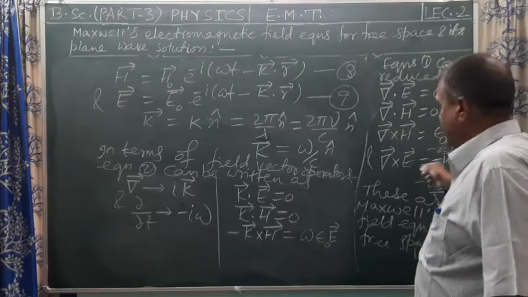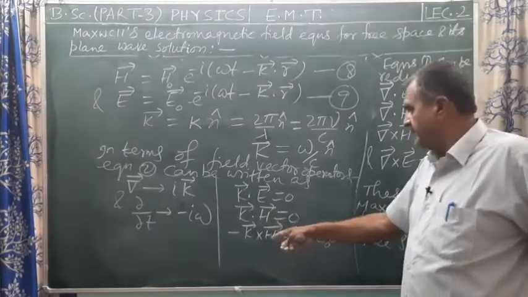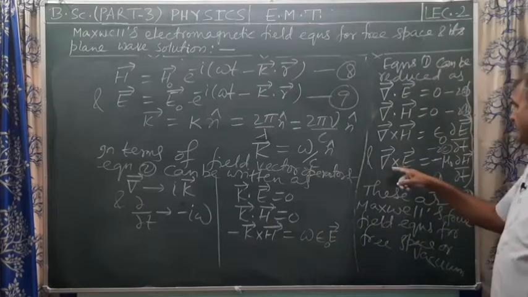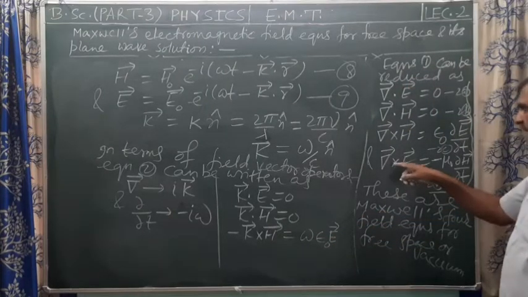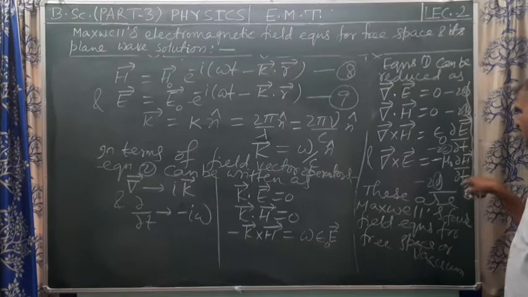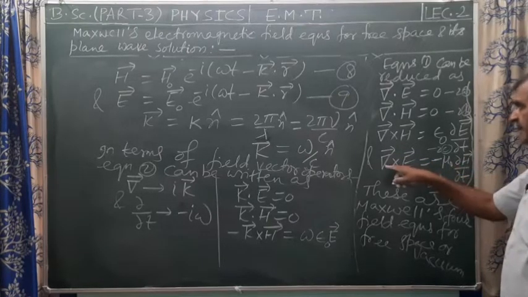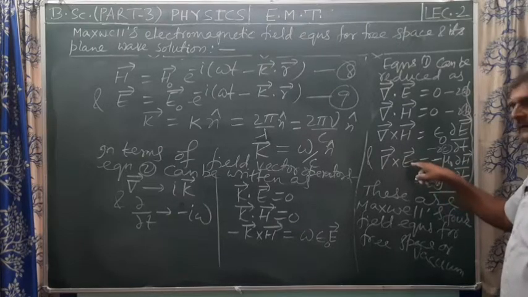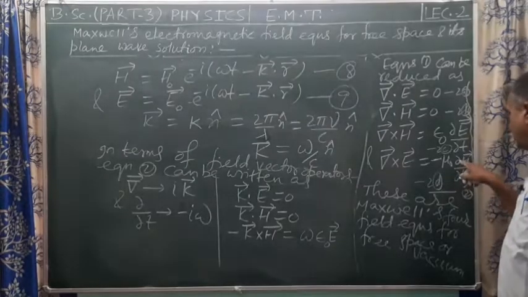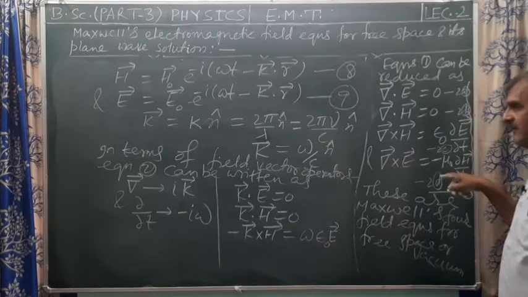That is equation number 2c, replaced by minus k vector cross h vector is equal to omega epsilon naught e vector. And finally, equation 2d, that is curl e, which is del vector cross e vector, is equal to minus mu naught del h vector by del t. It can be replaced by i k vector. So k vector cross e vector, and del by del t is replaced by minus i omega.